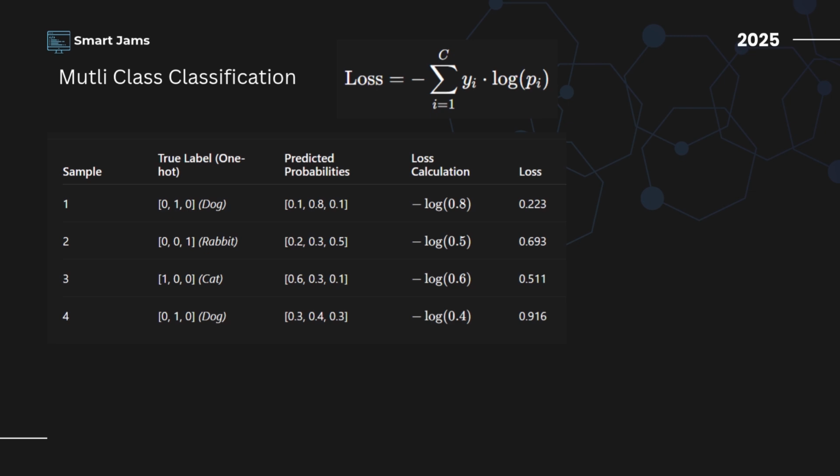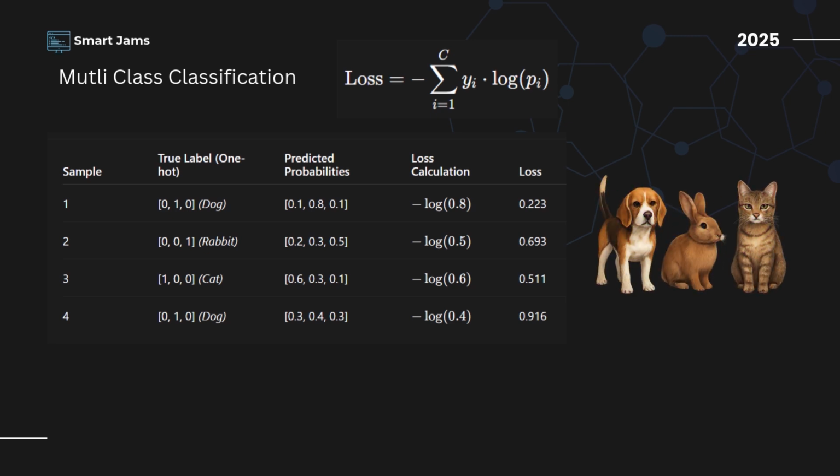This table shows how cross entropy loss is calculated in multi-class classification, where the model predicts among three possible classes: cat, dog, and rabbit. Each row represents one input sample. In the first row, the true class is dog, represented as a one-hot vector, 0, 1, 0. The model predicts probabilities 0.1, 0.8, 0.1. Since dog is the second class, we calculate the loss using only that class, negative log of 0.8, which results in a loss of approximately 0.2223.